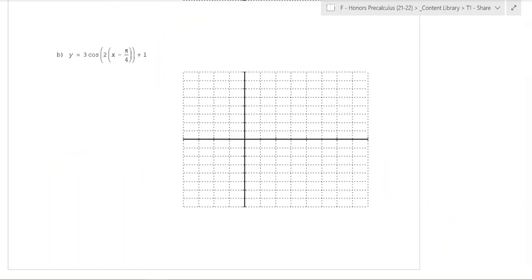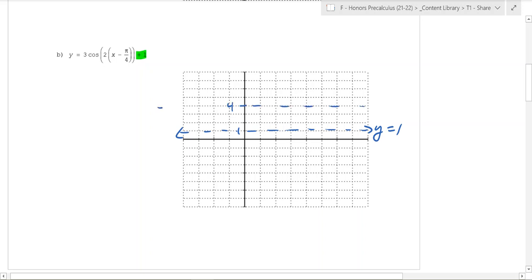So what about this one? This is slightly different. This is cosine. But again, we start with our midline, which is at 1. So let's put it at 1 right here. So this is our midline, y equals 1. Just like this. And then we know the amplitude is 3. So it's going to go up to 4. So its max is going to be here.